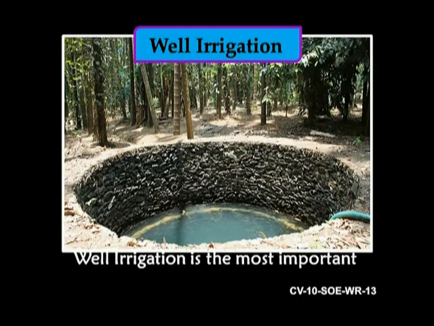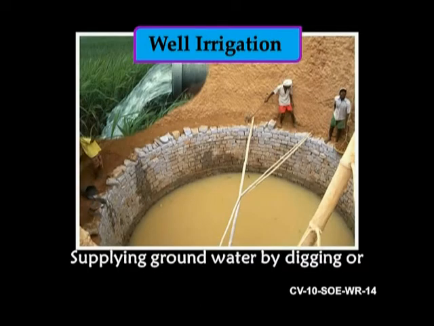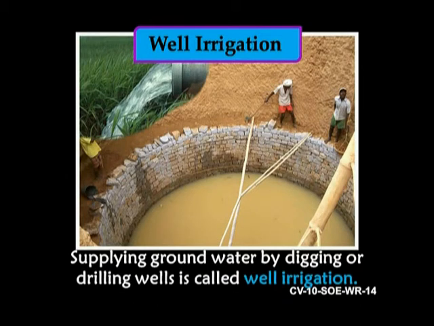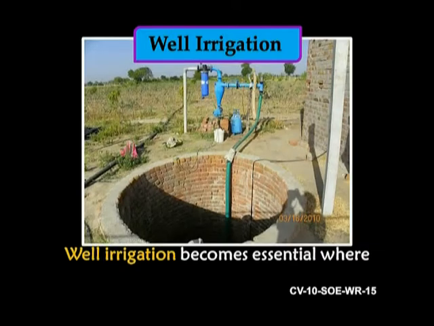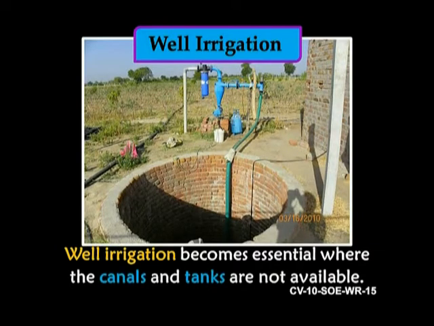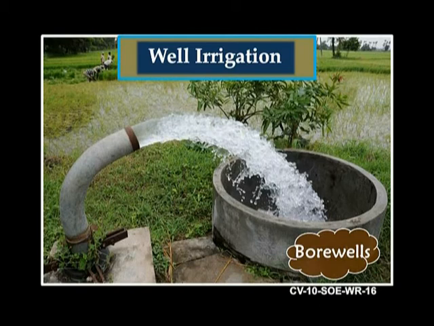Well irrigation is the most important type of irrigation in India. It provides water to large areas of agricultural land. Supplying groundwater by digging or drilling wells is called well irrigation. Well irrigation is more useful and easier. It becomes essential where the canals and tanks are not available. Well irrigation is further divided into two types: open wells and bore wells, which is also called as tube wells.